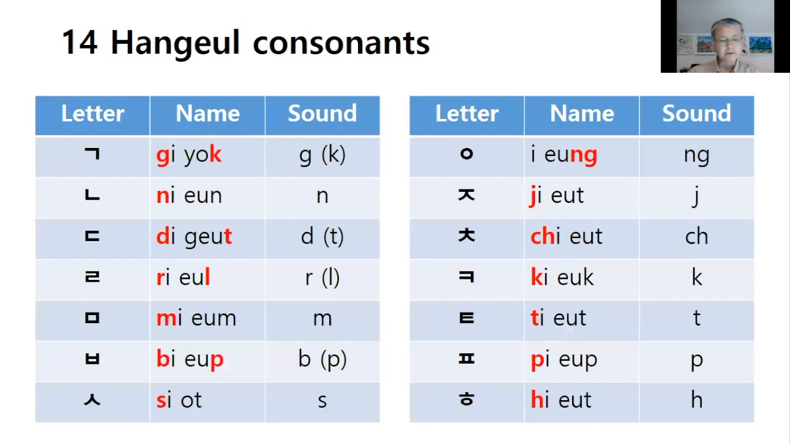And other consonants are created by adding one more stroke to the basic consonant. So now there's a total of 14 basic consonants in Hangul. This is the chart of names and sounds of basic Korean consonants. So now let's read it one by one.